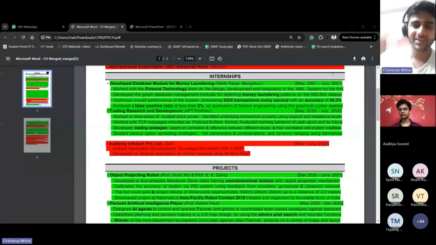So you'll realize that whenever you have a lot of points, you'll have to prioritize which point to write in which section. If you feel that your ECAs are very less, you can add it to the ECAs.